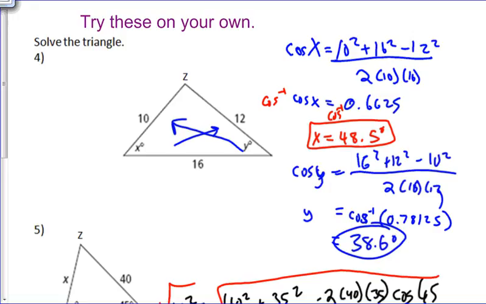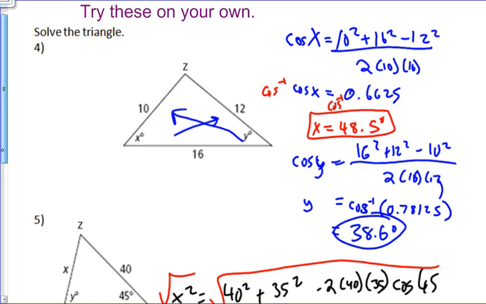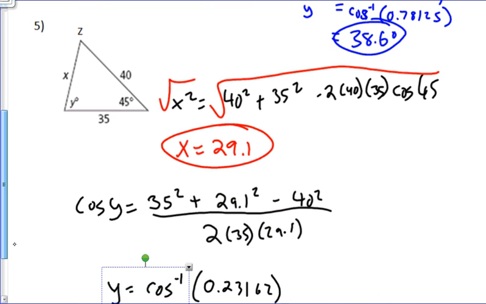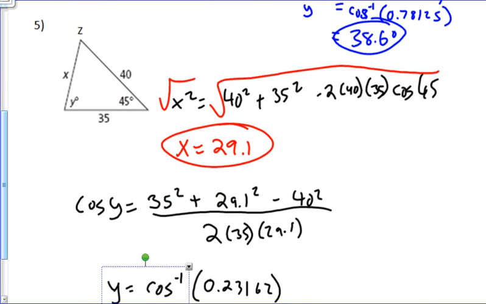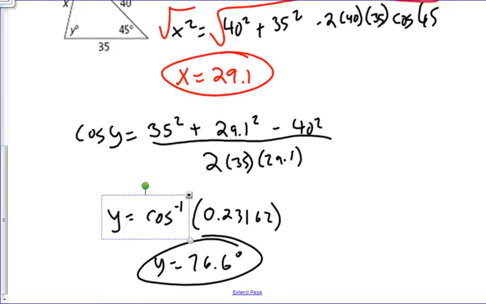Alright, so when you work these out, for number 4, you should get x. If you want to pause and look at the work, you should get x is equal to about 48.5 degrees. Y would be just over 36 and a half, 38.5 degrees. Down to number 5, I got the length of x would be about 29.1, so it's the shortest of the three sides. And then the angle y would be about 76.6 degrees.